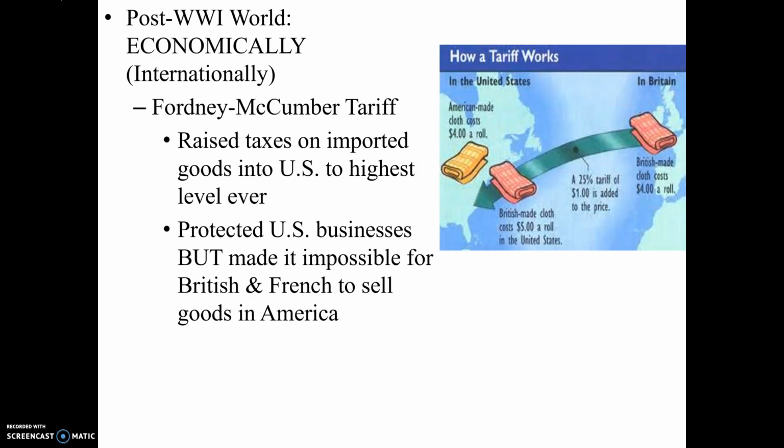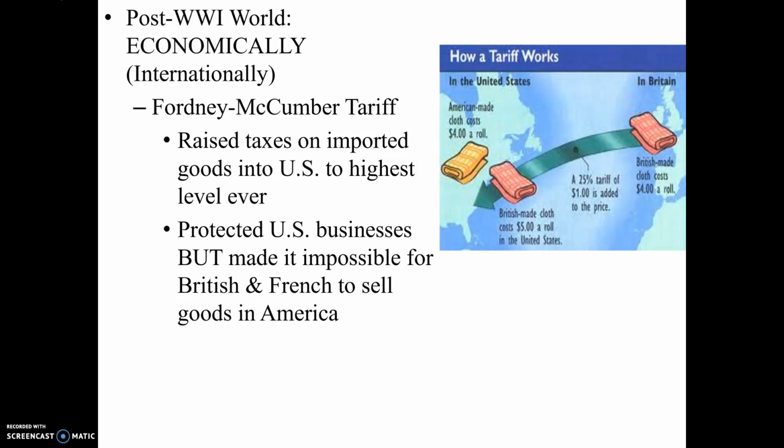Now, it's good for American business, but it makes it almost impossible for the Europeans to sell their goods in America, especially the Brits and the French, as they try to access the American markets. As we've talked about before, the European economies are in huge trouble as the war comes to an end anyway. These empires are wobbling. They need money and they need it fast.